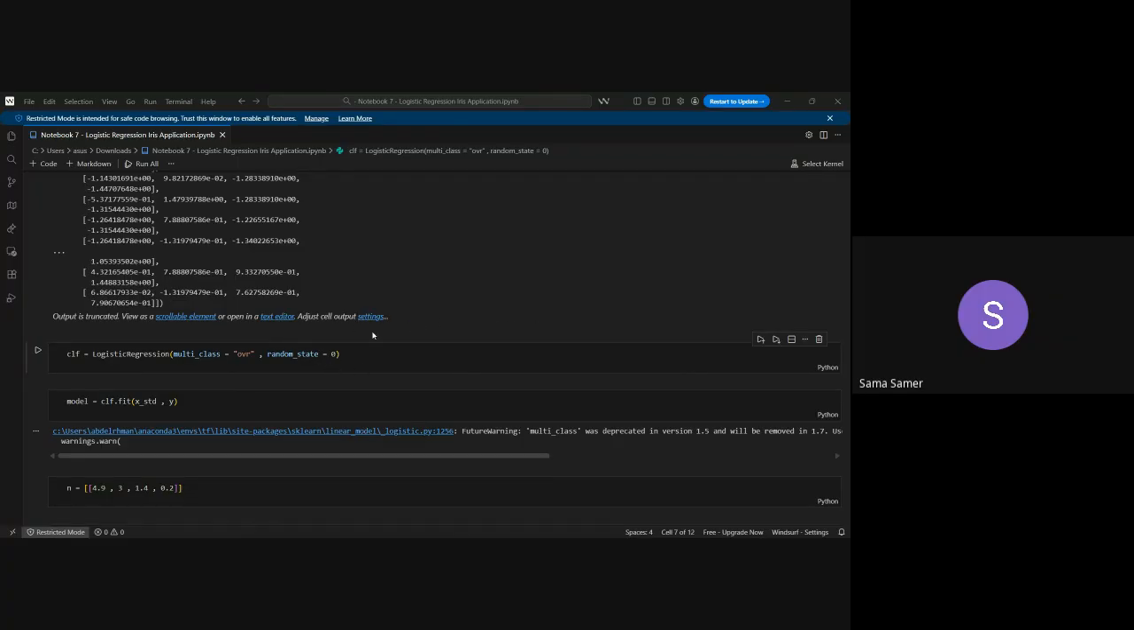What is meant by a random state equal to 0? This controls the randomness or the shuffle inside the data. So we get the same results every time we run the code. So this is for reproducibility. Logistic regression may randomly initialize the weights and shuffle during the optimization. So we don't need this shuffling, so I put it to 0. So every time, it initializes the weights in the same order and does the shuffle in the same order.